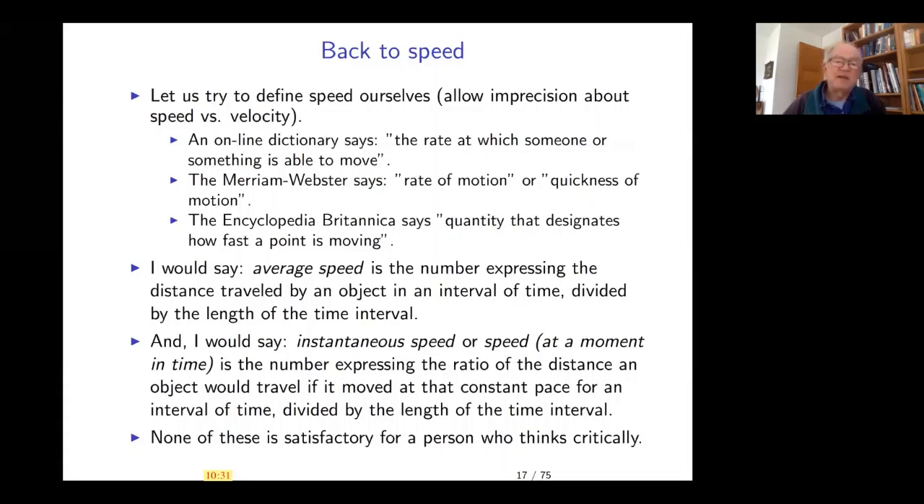So I would say that the average speed is a number expressing the distance traveled by an object in an interval of time divided by the length of the time interval. So that's the average speed over a time interval. And I would say that instantaneous speed, or just speed at a moment in time, is the number expressing the ratio from above divided by the time interval when the motion is constant. The motion doesn't go faster or slower, but that's not a good definition. In the definition, I'm using faster and slower, which are already parts of the speed. So critically speaking, this is not satisfactory.